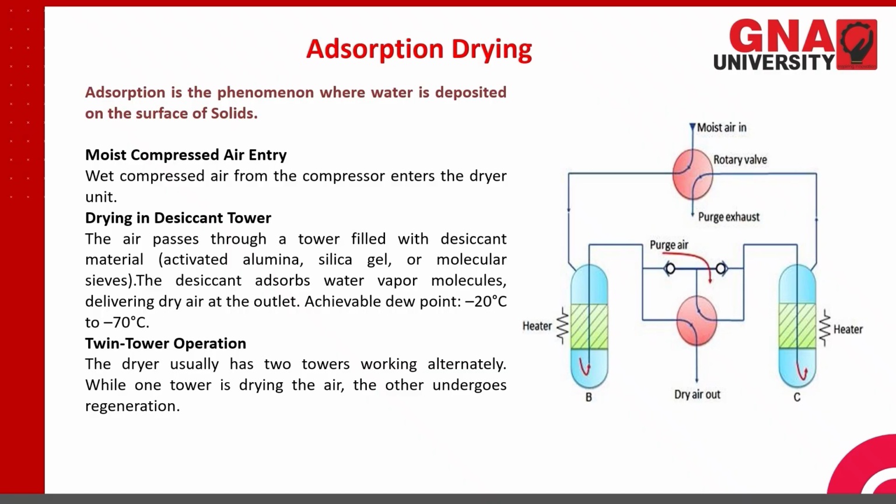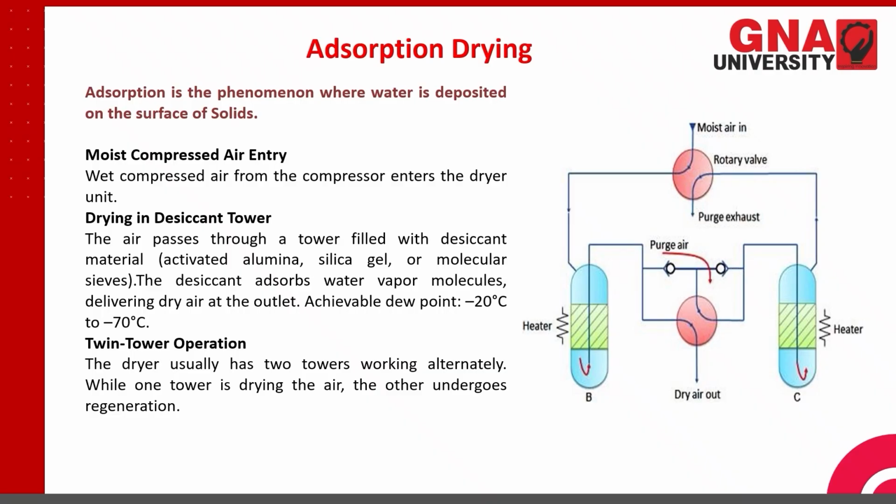Then the moist air enters the first adsorption system. In this adsorption system, we can have activated alumina, silica gel or molecular sieves. So the air passes through a tower filled with desiccant material. Desiccant material means that this material can be used for adsorption of the water molecules. So the desiccant adsorbs the water vapor molecules, delivering the air at the outlet.